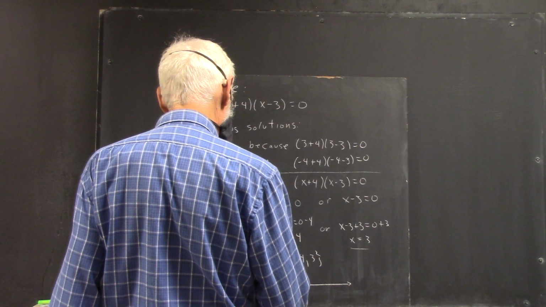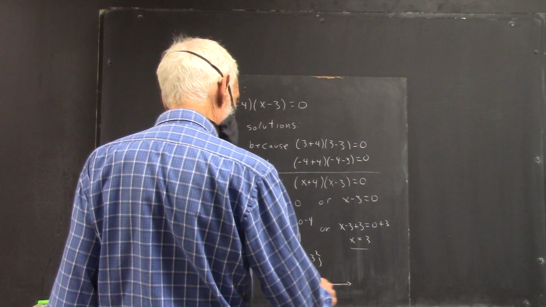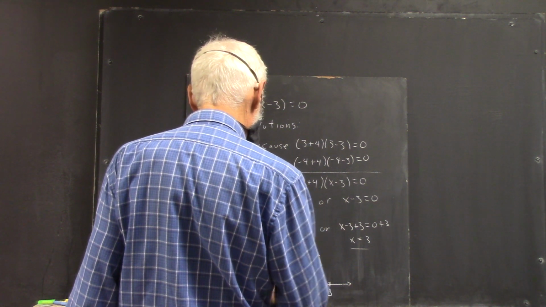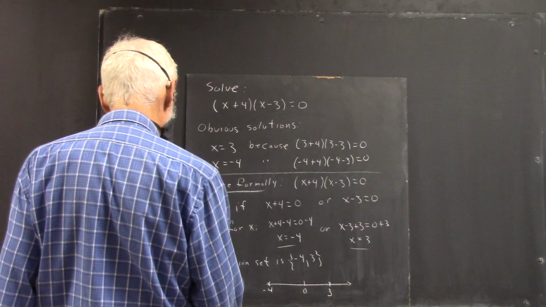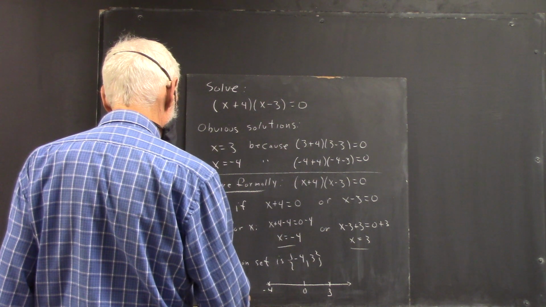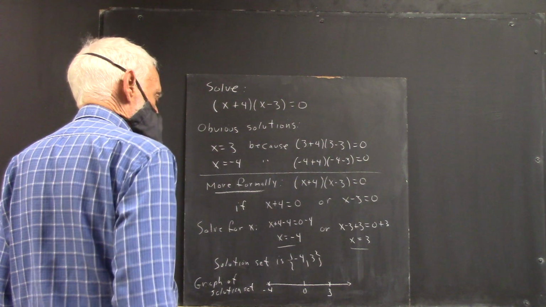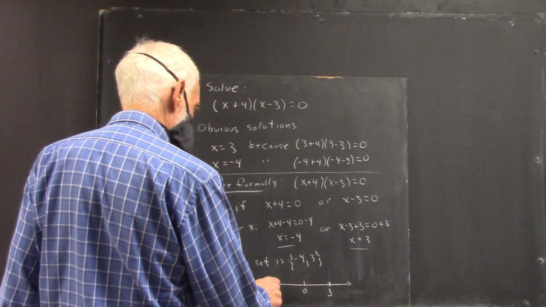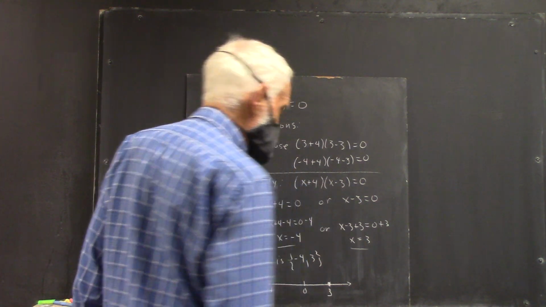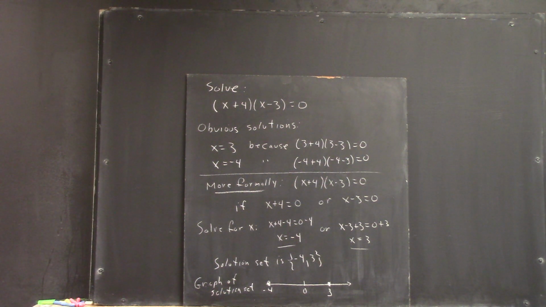If 0 is here, then negative 4 would be here, maybe depending on how you set up your scale, and 3 would be here. And there's a graph of your solution set. Maybe put a big old dot on that, a big old dot on this one. Okay? That makes sense? So that's your basic principle.